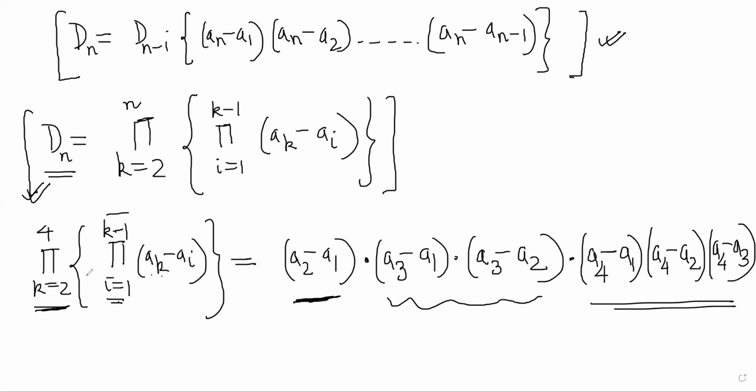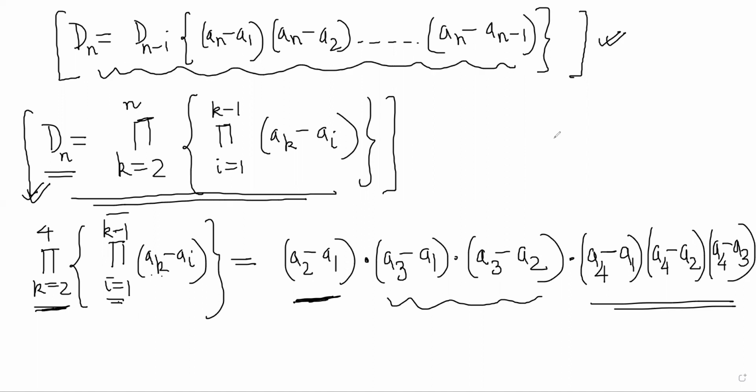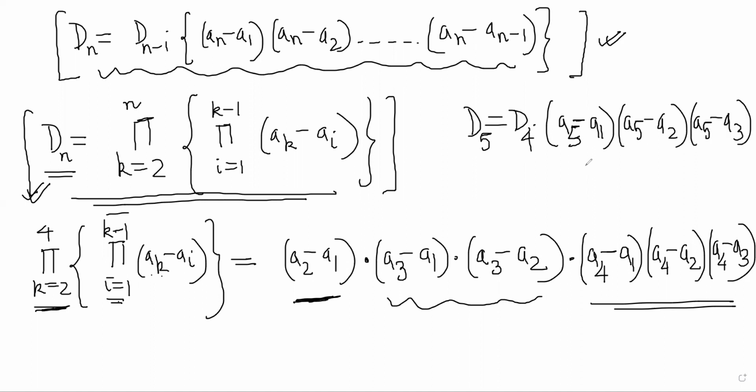You understand this is a double product. If you are not getting the logic of it, you need not use this version of the answer. You can just work with this recursion. Work with this recursion, you have to find suppose d5. You'll say d5 is equal to d4 into a5 minus a1, a5 minus a2, a5 minus a3, and a5 minus a4. And then separately you can calculate d4, and d4 will come in terms of d3, and then separately you calculate d3 and then put back those things. That is what actually this product formula is doing, right?